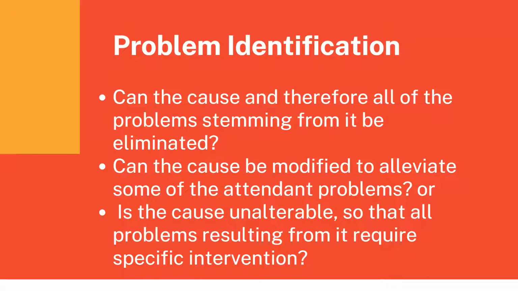Or is the cause unalterable? That means something that you can't touch, so all problems resulting from it require specific intervention. In some cases you may not be able to remove the cause, like, still talking about diabetes, you might not be able to do anything about it now. So can we just focus on the treatment, to make sure that maybe they're taking their medication and getting their blood pressure and blood sugar checked, and to monitor in such a way? So that's talking about problem identification.